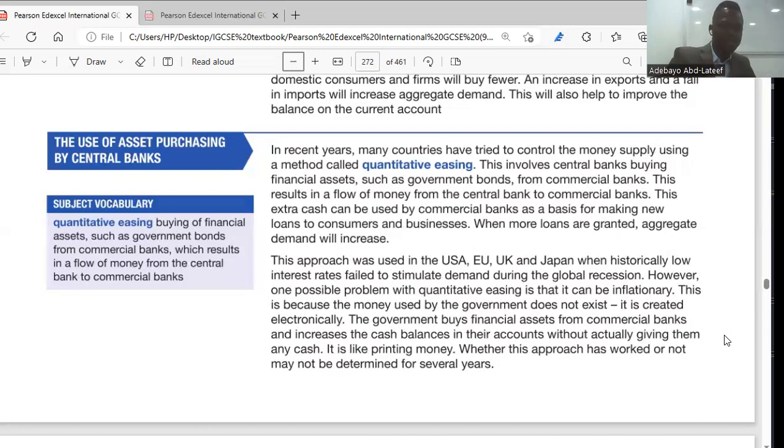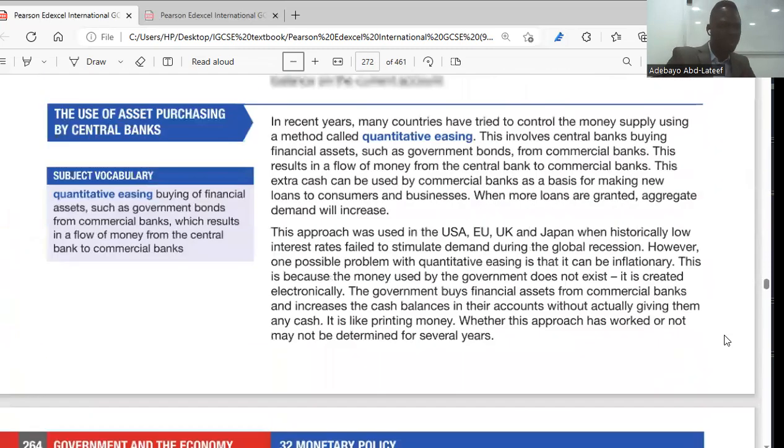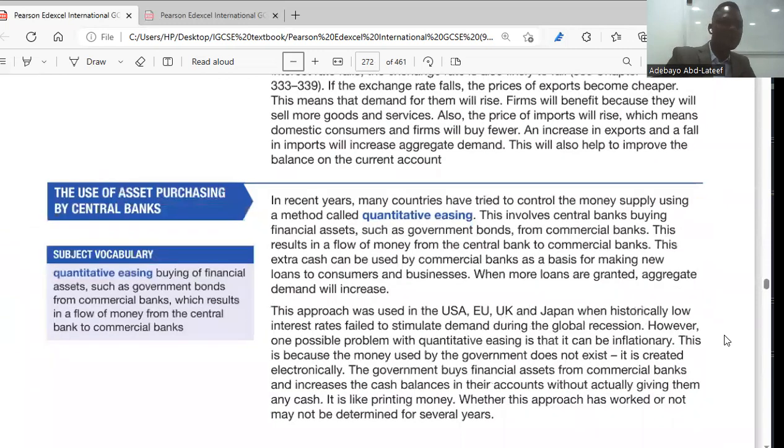Do you get the point here? So there's going to be a flow of money from the central bank to commercial banks as a result of that. So that is the point they are making there. Do you understand the point, please? So if the central bank wants to sell assets, they sell bonds to commercial banks. When they sell bonds, it allows money to flow into the central bank. Is it clear?